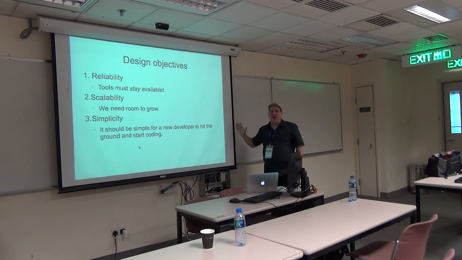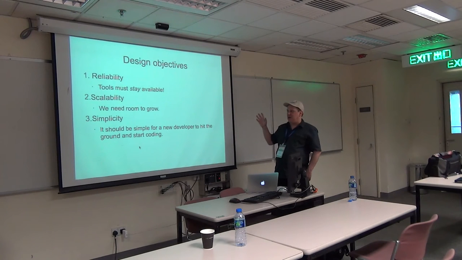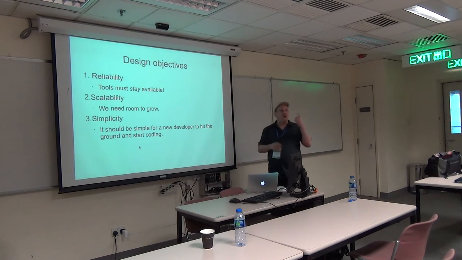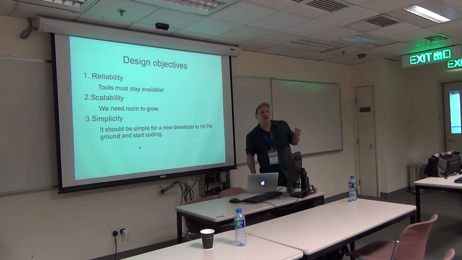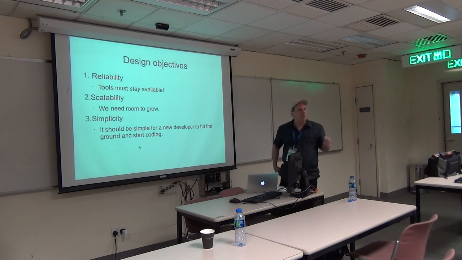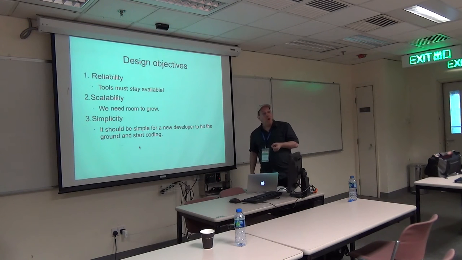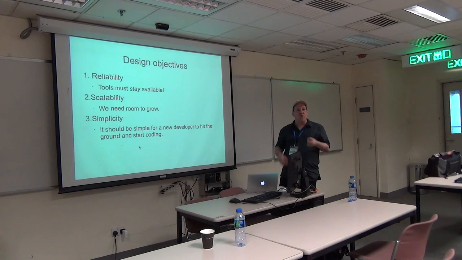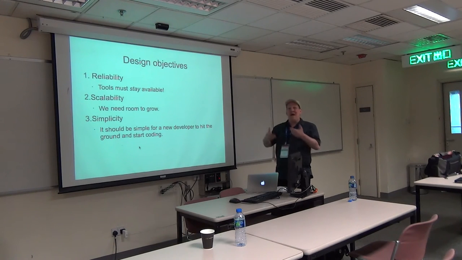So the design objectives, when I got the mandate to design Tool Labs, basically the idea was we need something that is first reliable. If the English Wikipedia depends on a particular bot for its process, we need to be able to make sure that it's still going to be there in 6 months, in a year. Same thing if Commons relies on a tool to sort images, it needs to still be there in 2 years, in 3 years.